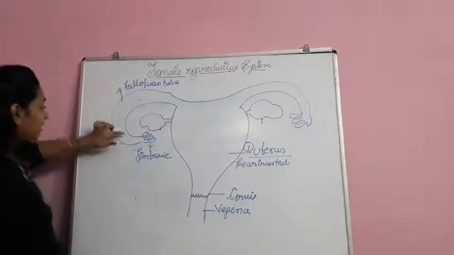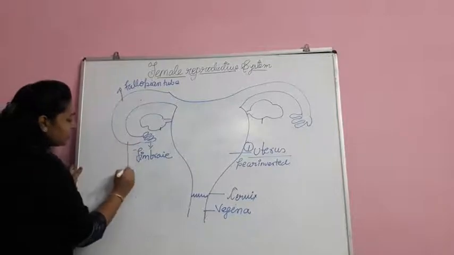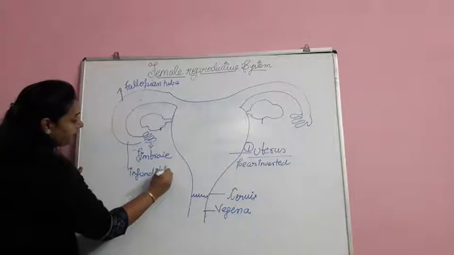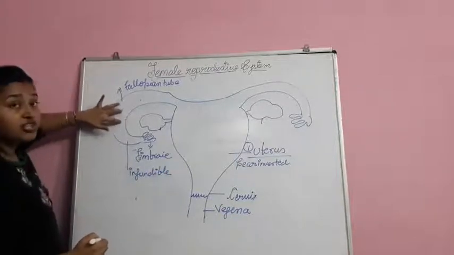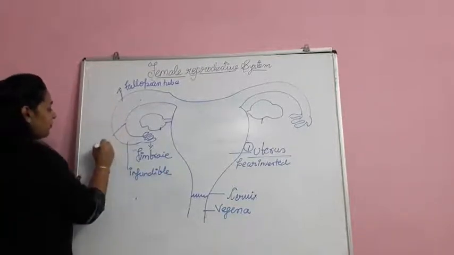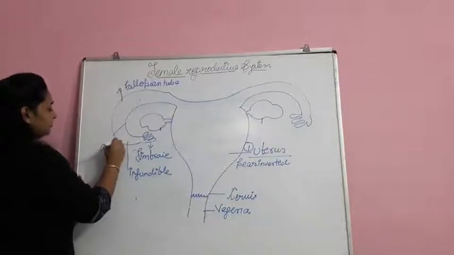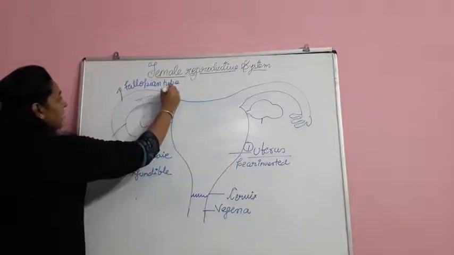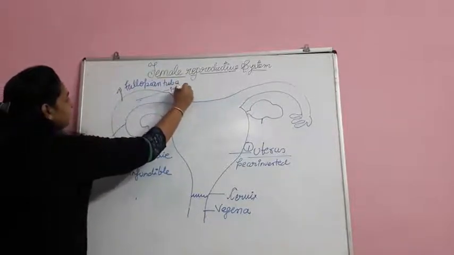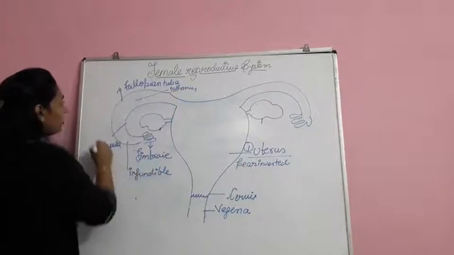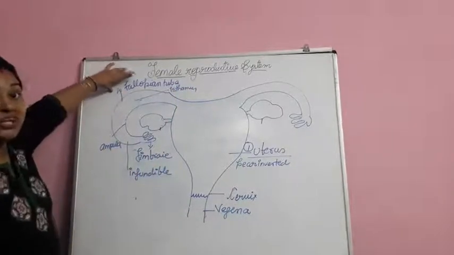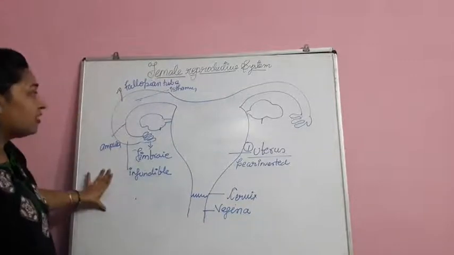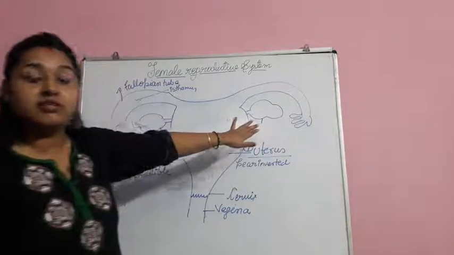This place just next to this structure is called the infundibulum. Here this junction is called the ampulla, and this area is called the isthmus, and all together they make a duct which is called the fallopian tube, right? Just as it is here, the same way it is present on this side also.